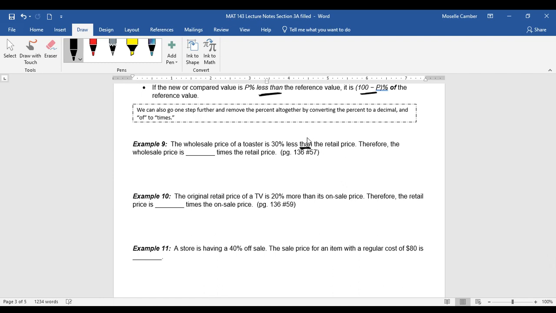Okay, so my retail price is going to be my old value, and my wholesale price is going to be my new value. And I have 30% less than. So because we're decreasing, we're going to subtract from 100. So we have 100 minus 30 is 70. So that means it is 70% of the retail price.